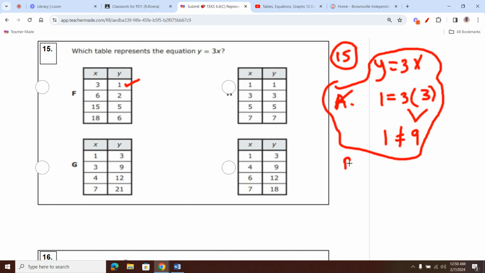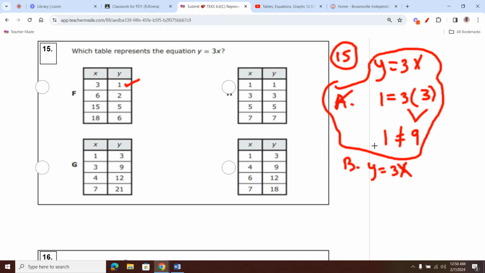Then you write B. Write the equation first, and then choose which values you're going to use. This is the next one, by the way. So that Y is going to become 3, and the X is going to become 1. Then you test if it works.